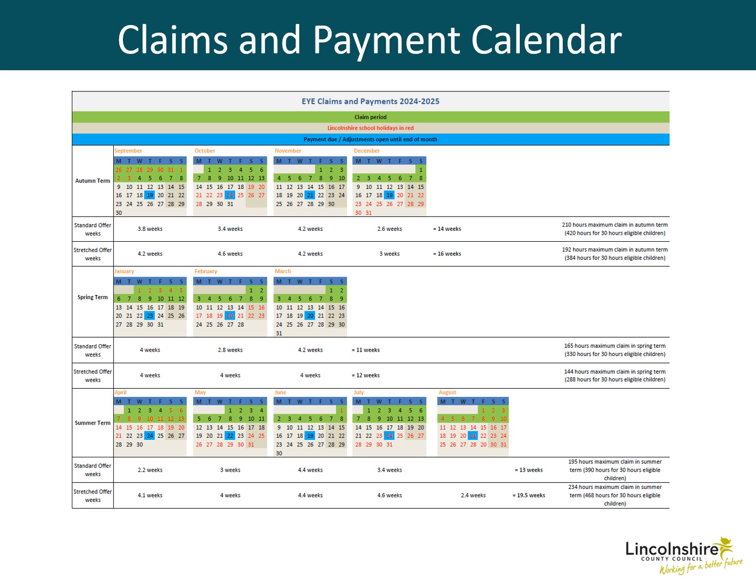Each year, the Early Years Entitlements team will issue a claims and payment calendar. This is to show providers over the next academic year when the claim period will be open, when payment day is due, and when adjustments can be made.